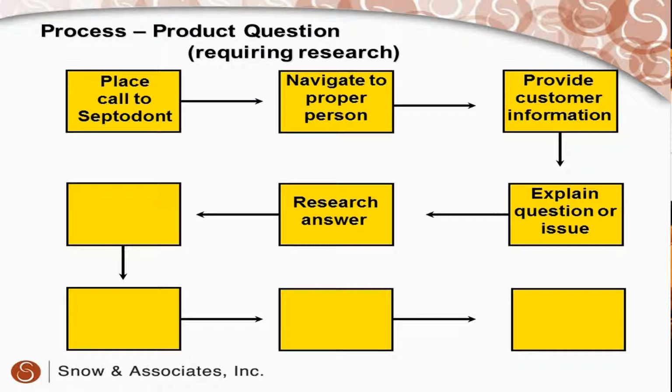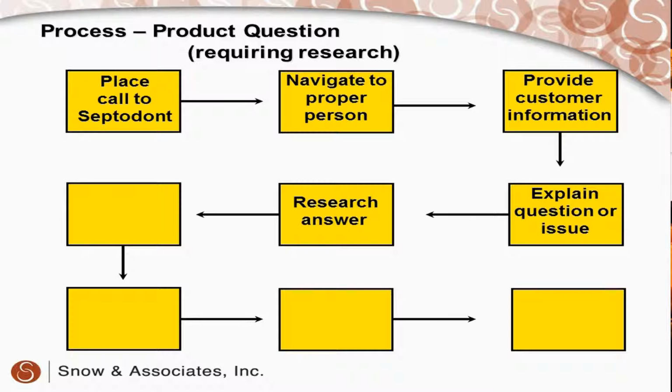Then somebody says, now they provide their customer information, who they are, and so forth. So all we're doing right now is we're just brainstorming. How does this thing flow? But from the customer's perspective. And you might have to move some things around. That's okay. You want to get this right. Then somebody says, now the customer explains the question or the issue. And then somebody on the team says, now we research the answer. Because remember, as I said, this is one that's going to require some research.